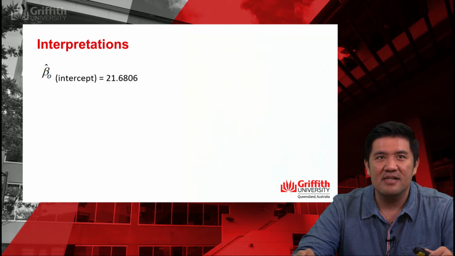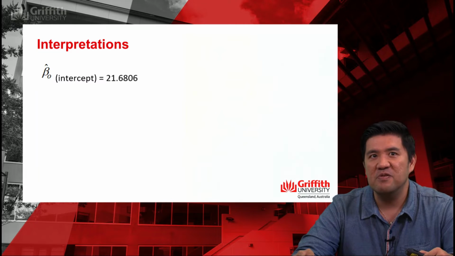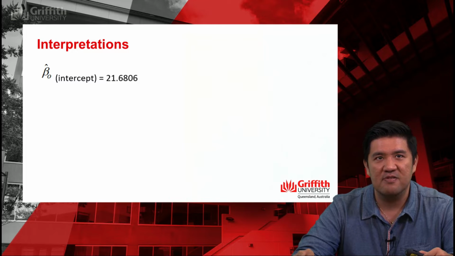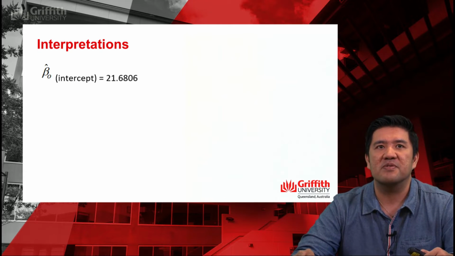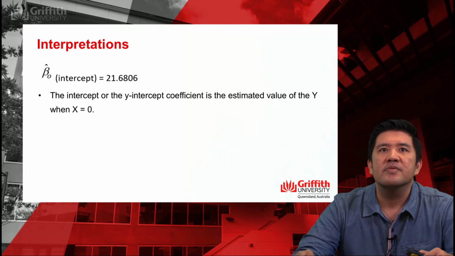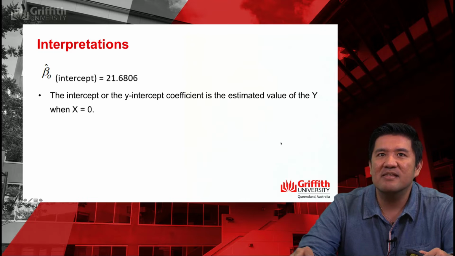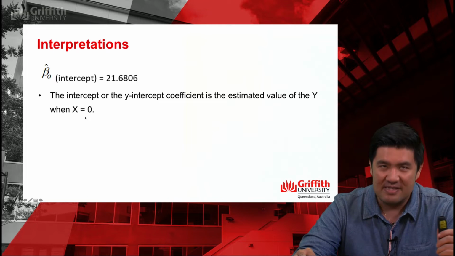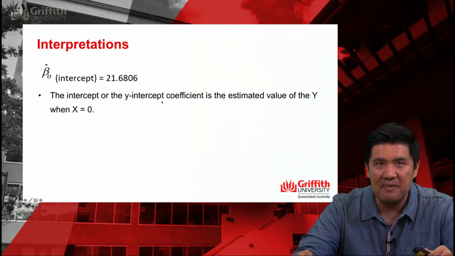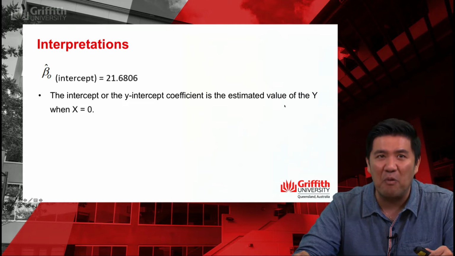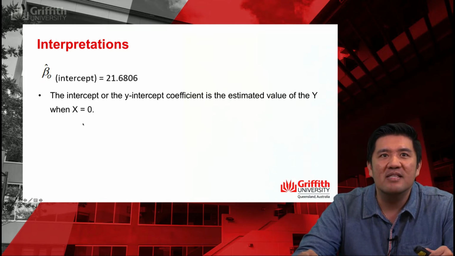Let's interpret the beta 0 hat, the intercept. With that value, we computed from Excel to be equal to 21.6806. The intercept is the estimated value of the y when x is 0. So again, essentially the intercept is just the estimated value of the y when your x is equal to 0.